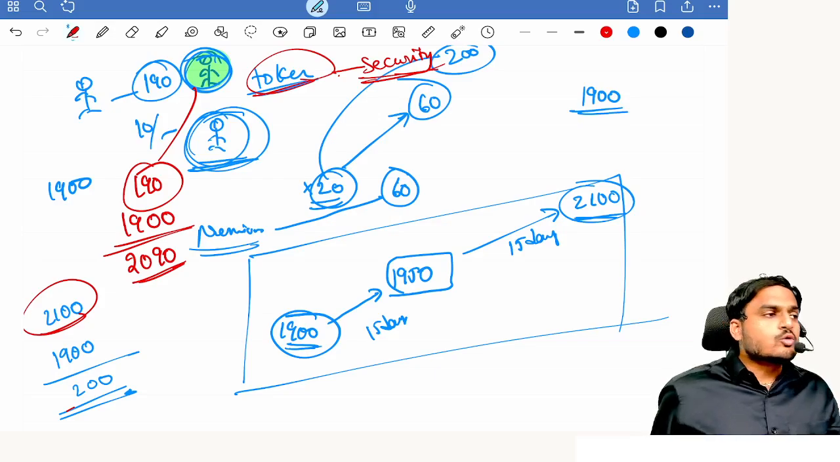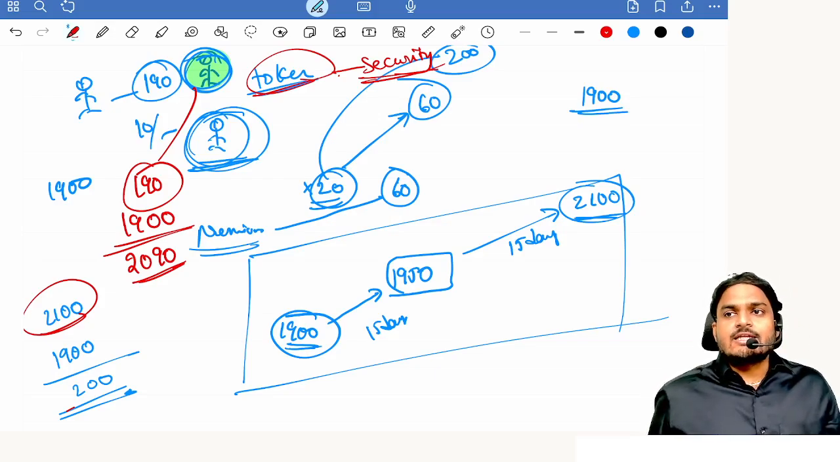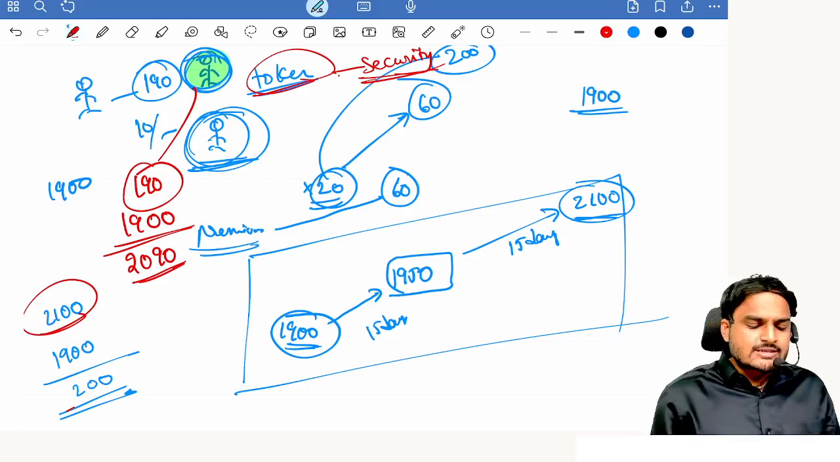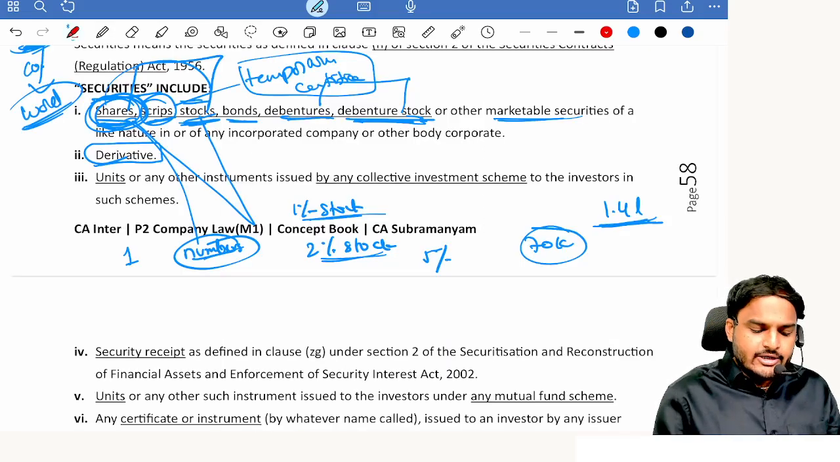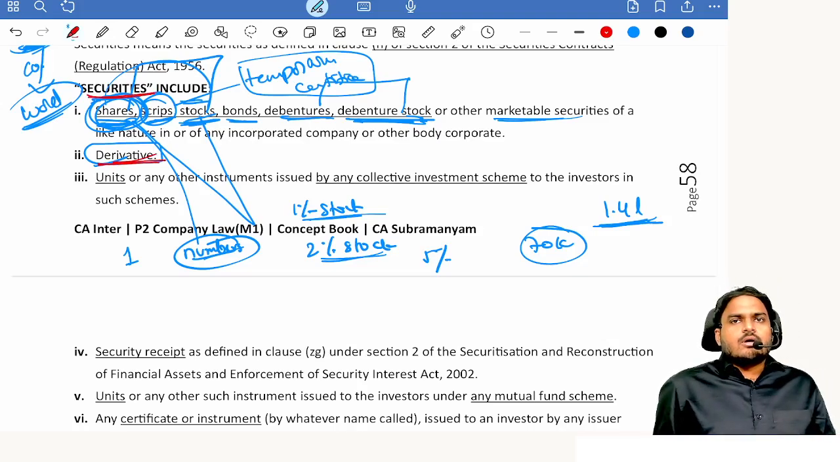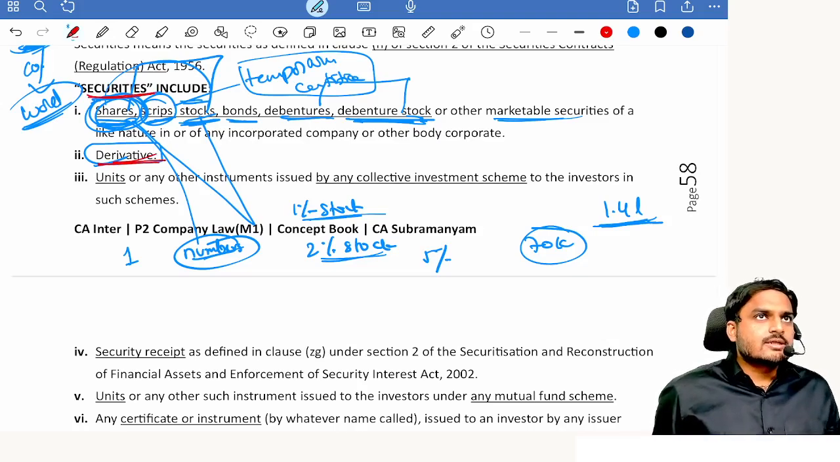Generally in crude oil, in gold, in silver, we had the futures concept. We call them commodities. Commodity futures come under the definition of derivative, and derivative is part of the definition of security. Are you all getting my point, students? Everyone?